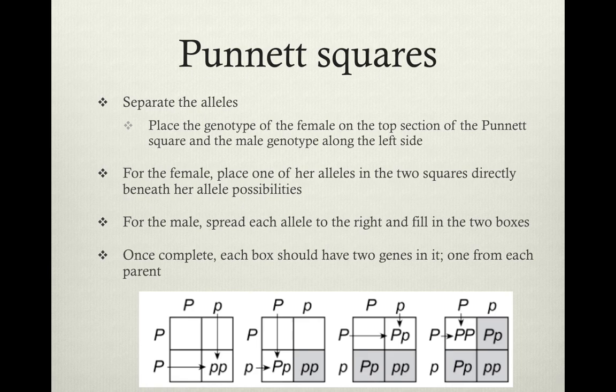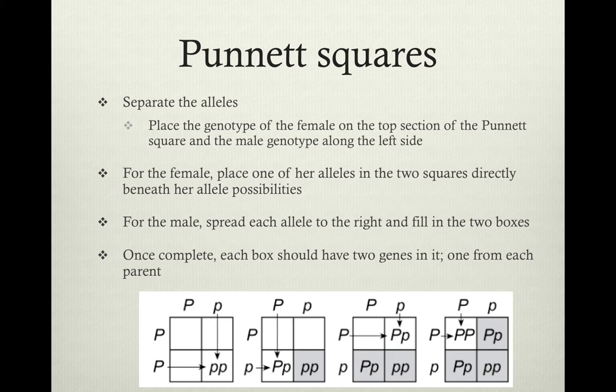To construct a Punnett square, you first want to separate the alleles and place the genotype of the female in the top section of the square and the male genotype along the left side. In this example, we are using P to represent purple flowers. So the female is heterozygous and the male is homozygous dominant.